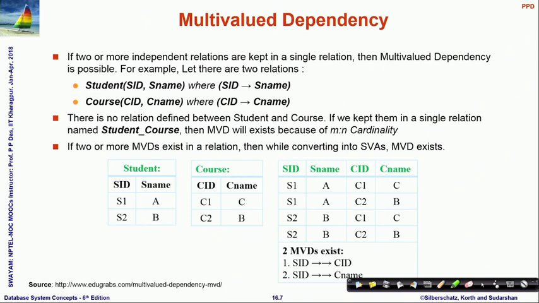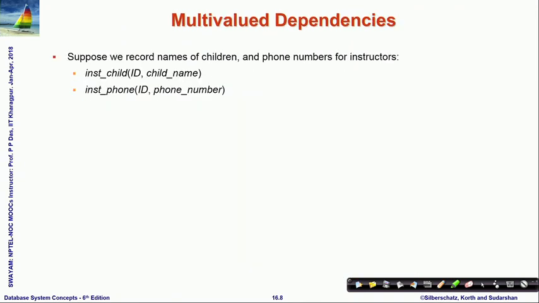So, you can see that here again you have two multi-valued dependencies, one where SID multi-determines CID and SID multi-determines CNAME. These are the two different multiple values that you can find against the SID. If two or more multi-valued dependencies exist in a relation, then when we convert multi-valued attributes into single valued attributes, the multi-valued dependency will show up. That is the basic problem that we would like to address.